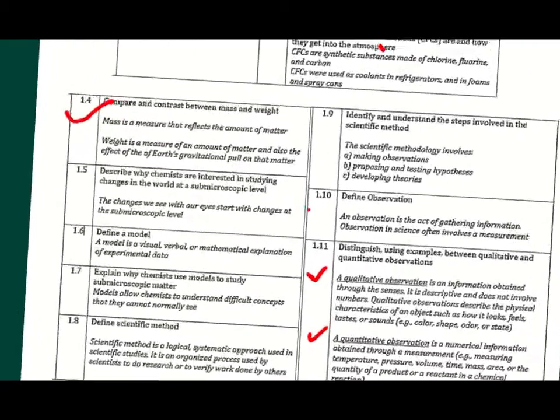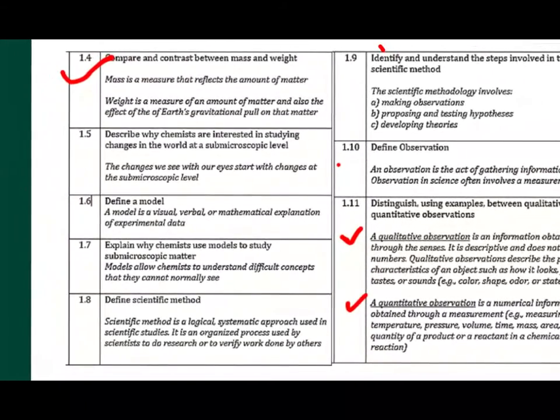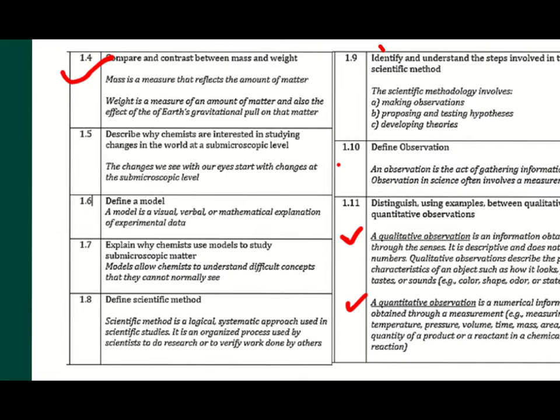For example, what is the difference between mass and weight? Mass is a measure that reflects the amount of matter, while weight is a measure of an amount of matter and also the effect of Earth's gravitational pull on that matter.